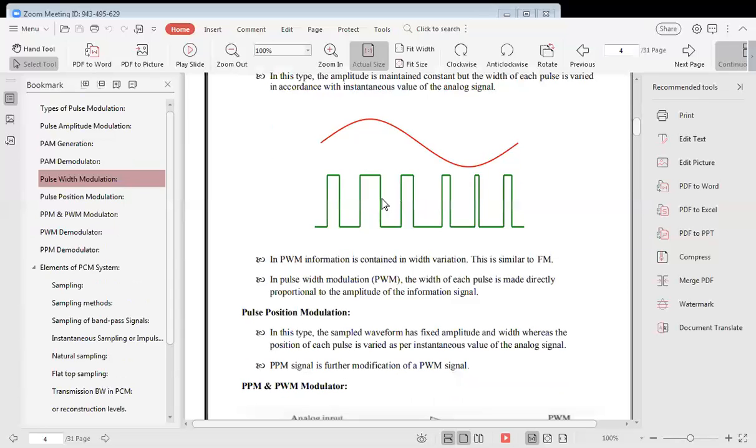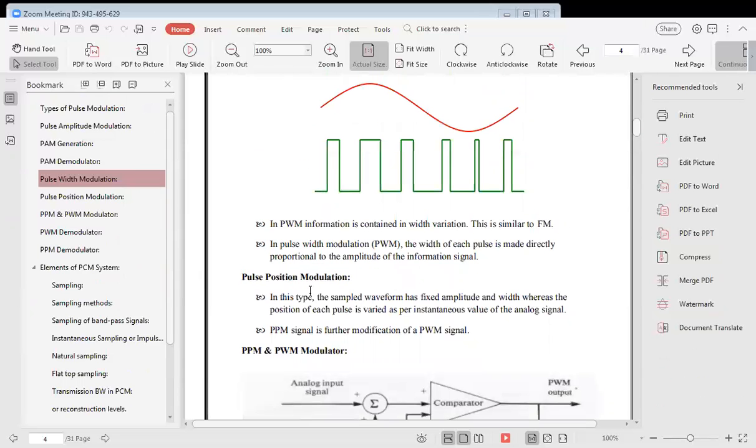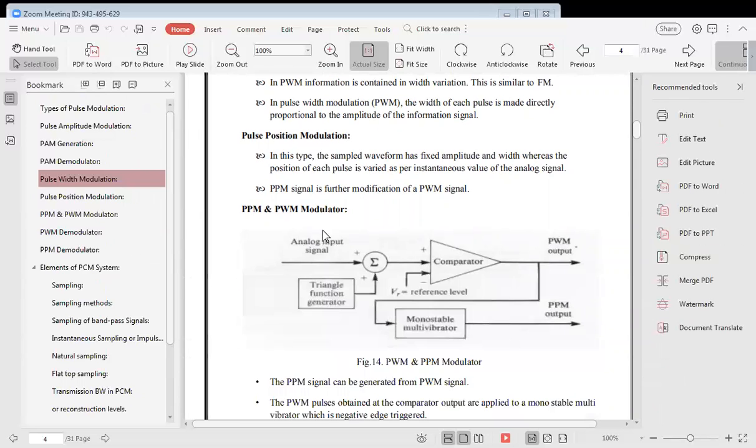If the pulse width modulation signal is differentiated, we know the differentiation of a constant is zero, so we get only two edges. This is the leading edge and this is the trailing edge. So the pulse position modulation, PPM, is obtained by differentiating the pulse width modulation. Here is the PPM and PWM modulator.